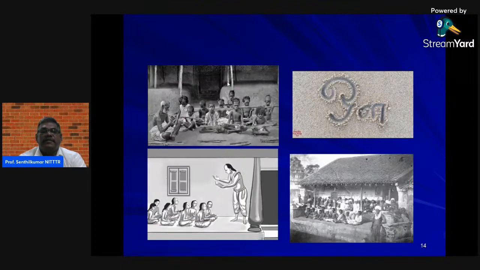And also these are the images of them. First they have to write on the sand, and after that training is given on how to write on these palm leaves with the help of the iron pin. And this is the image of that.